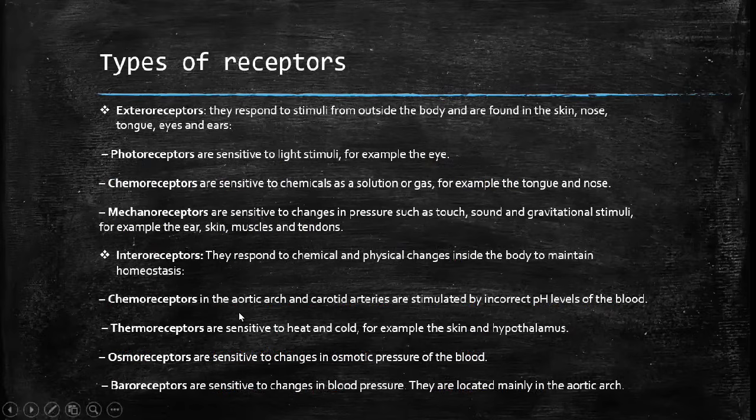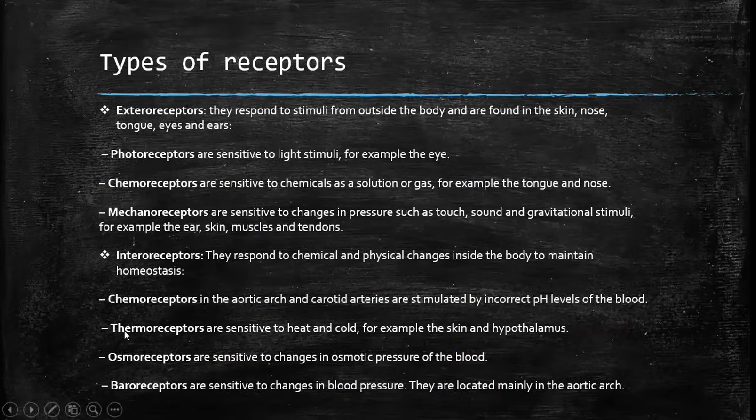And then we have the chemoreceptors here in the aortic arc and the carotid arteries, which are stimulated by the incorrect pH levels of the blood. Maybe if your pH levels are decreased, your body starts to become very acidic. So these receptors, they are what? They are stimulated. And then thermoreceptors, these ones are sensitive to heat and cold.